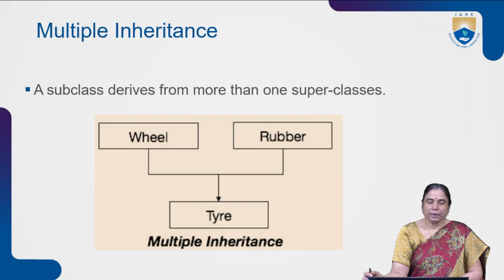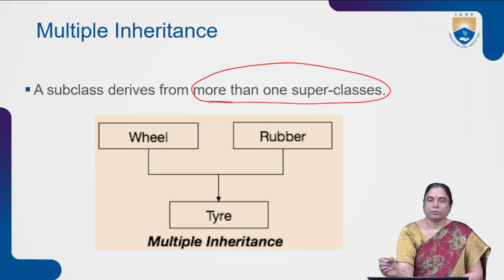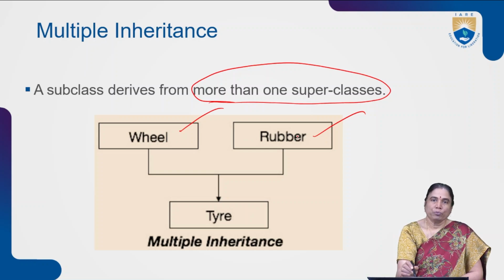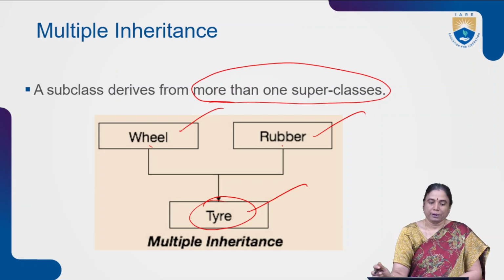Next is multiple inheritance. A subclass derives from more than one superclass. So, consider an example. Wheel is a class, and rubber is one more superclass. From these two superclasses, one derived class has to exist, that is the tire. This type of inheritance is called multiple inheritance. This tire subclass has to be derived from multiple superclasses.